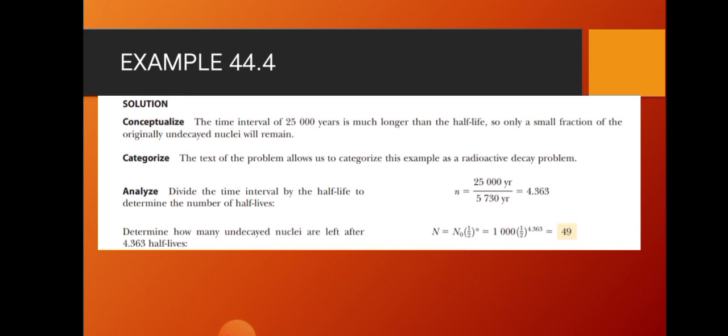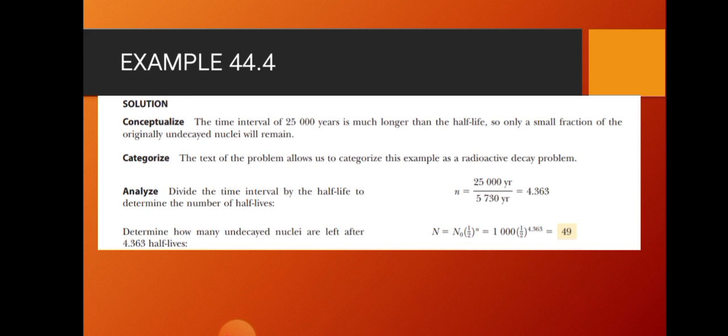And then we have to determine how many undecayed nuclei are left after 4.363 half-lives. In order to do this, we must use our equation capital N is equal to N sub 0 multiplied by 1/2 raised to n. Substituting all the parameters, we'll have 1,000 times 1/2 raised to 4.363, and this will give us 49.